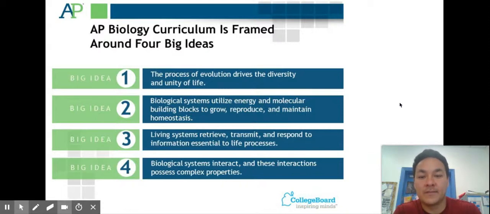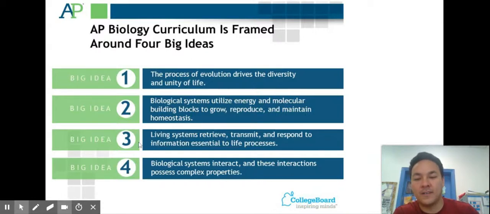The first E stands for evolution. So evolution drives the unity and the diversity of life. It's just such a profound statement. And then the second big idea is energy. So biological systems are going to use energy and those molecular building blocks to grow, reproduce, and maintain dynamic homeostasis. So this is really important. We're going to constantly search out energy and then use it to go accomplish things. So it's going to drive life.